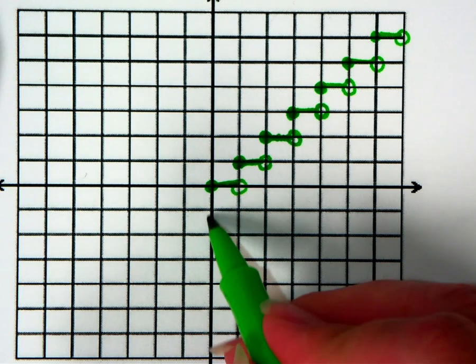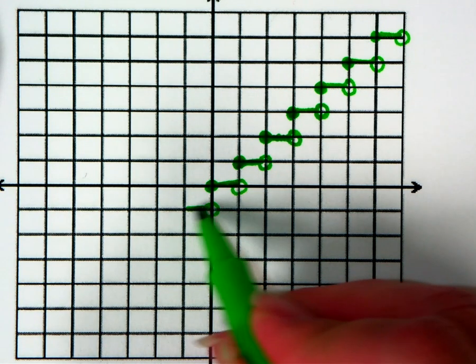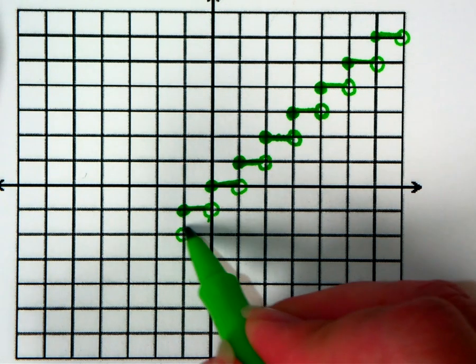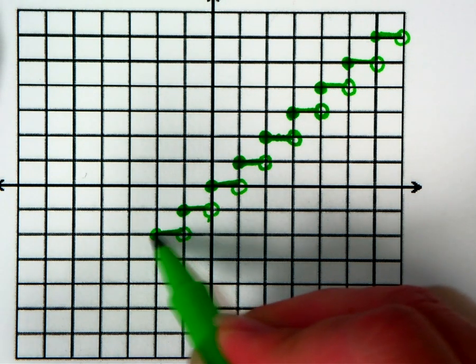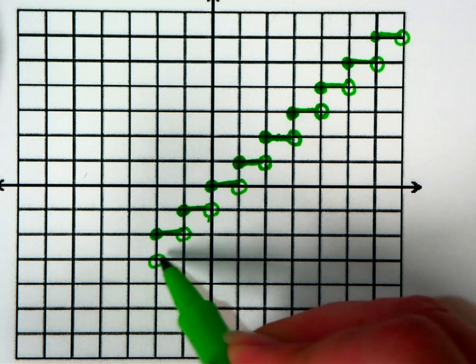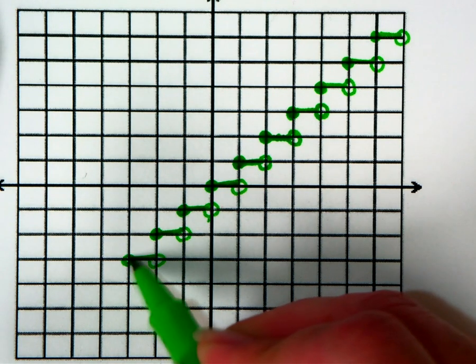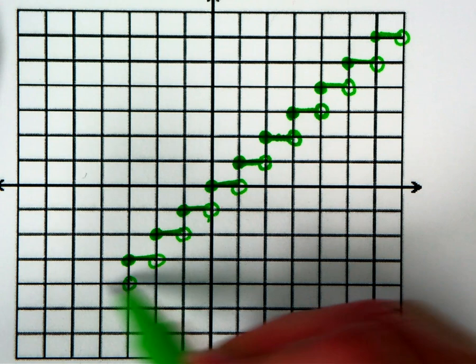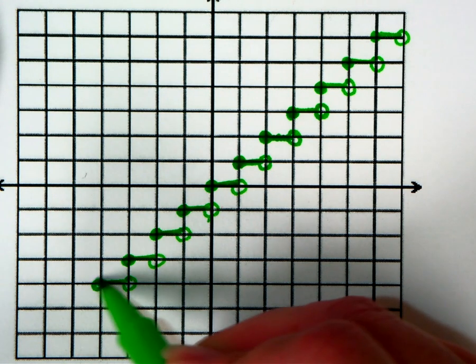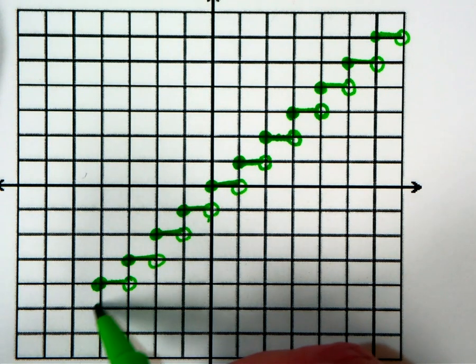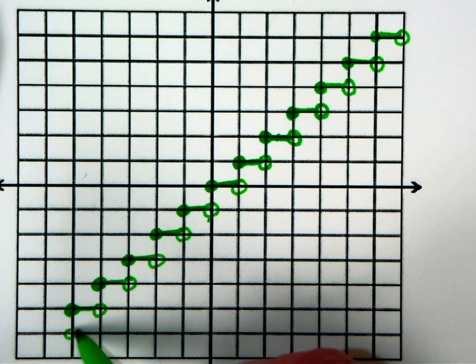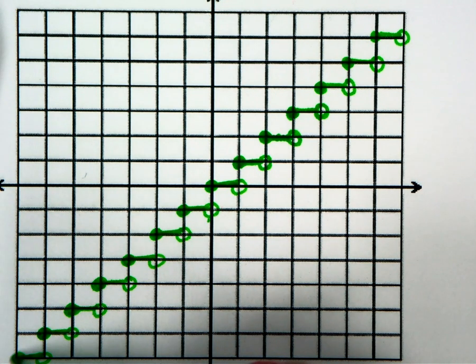jump down a level, open circle, closed circle, jump down a level, open circle, closed circle, down, open, closed, down again, open, closed, down again, open, closed, down again, open, closed, and then I can do it one more time to fit on the grid that I have to work with here.